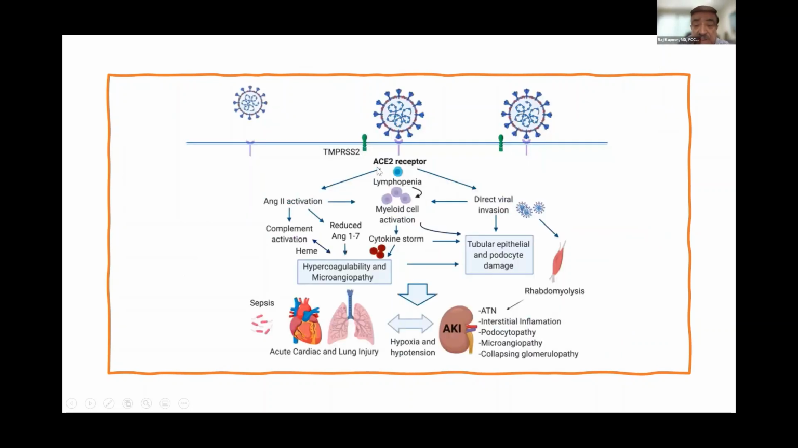So once the ACE2 receptor has been affected, it will cause angiotensin 2 activation and complement activation, and reduce angiotensin 1,7. This is our friend, and this is what is reduced, and this is our enemy, which is increased. This will lead to a hypercoagulability state and microangiopathy. And then, of course, the cytokine storm and tubular damage in the kidneys, rhabdomyolysis, hypoxia and hypotension.